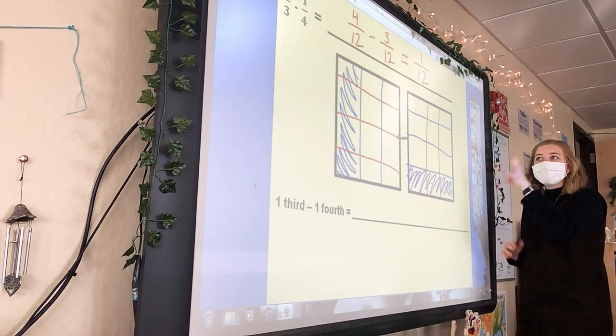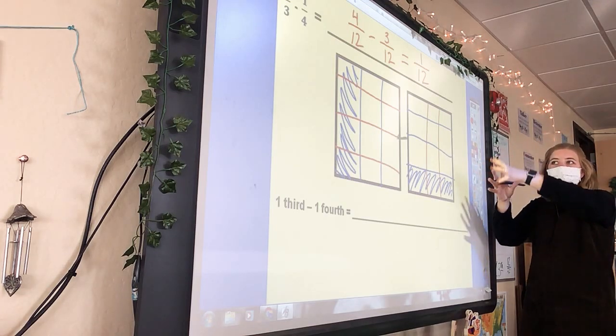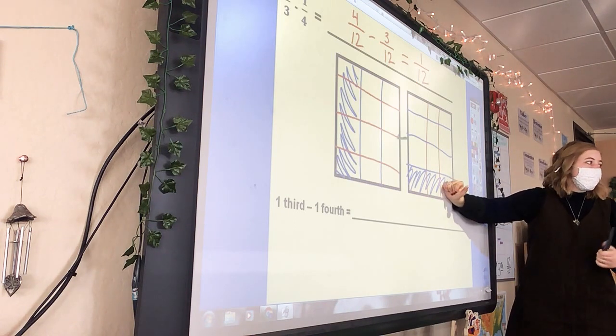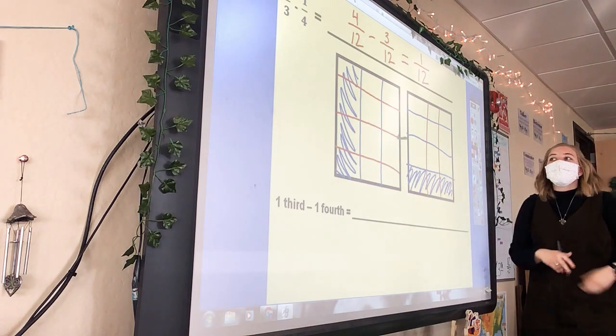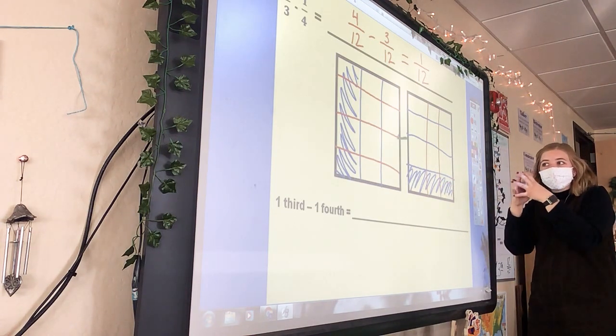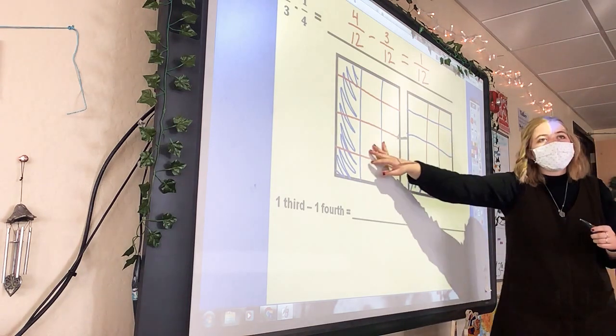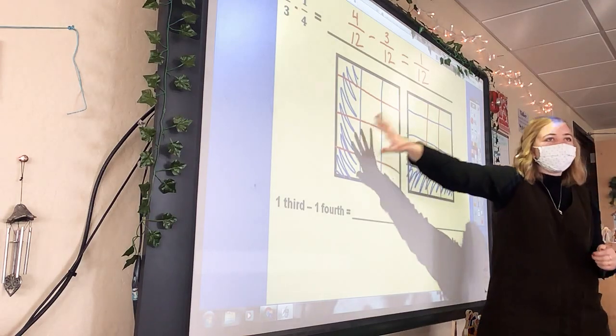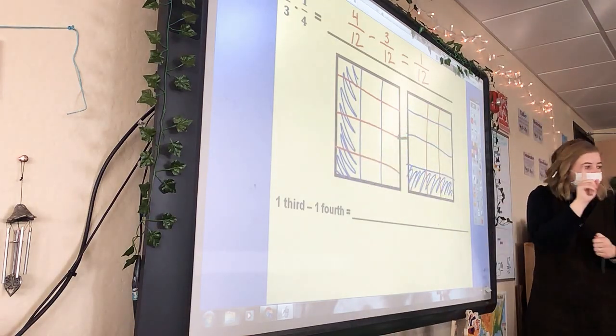Instead of seeing these together, our brain is probably automatically thinking, oh, 7/12, right? Because that's what we were doing last week. But now, instead of putting them together, we're taking this away from this. So we're actually going to use this to show what we take away from this. So here's the crossing out part, okay?